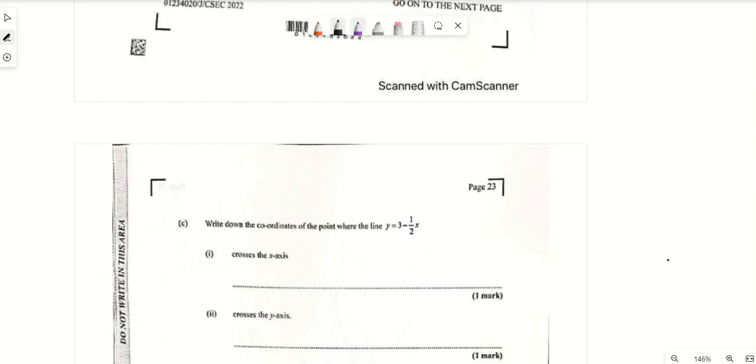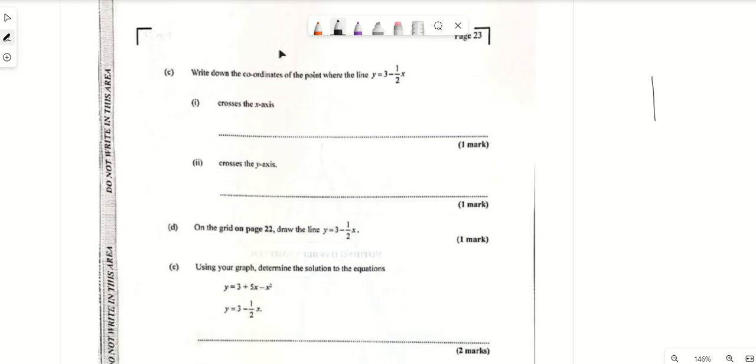So part C says, write down the coordinates of the points where y is equal to 3 minus a half x when it crosses the x-axis. We know when the point it crosses the x-axis, that means y is equal to 0. And the point at which it crosses the y-axis, that means x is equal to 0. We already have an equation, so when y is equal to 0, you're going to put it in this equation.